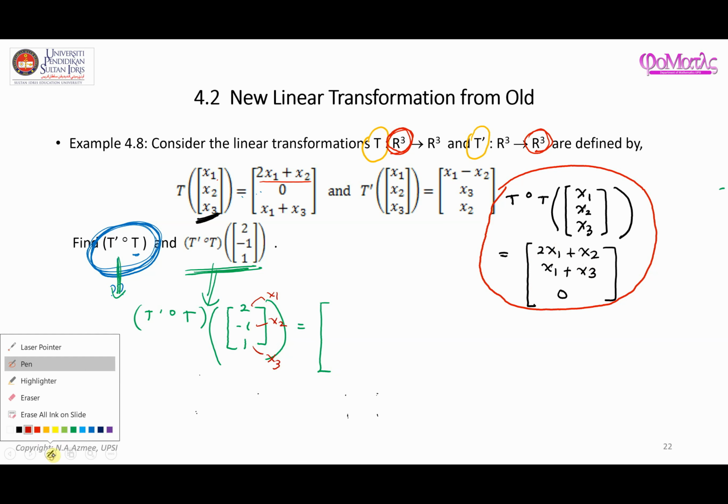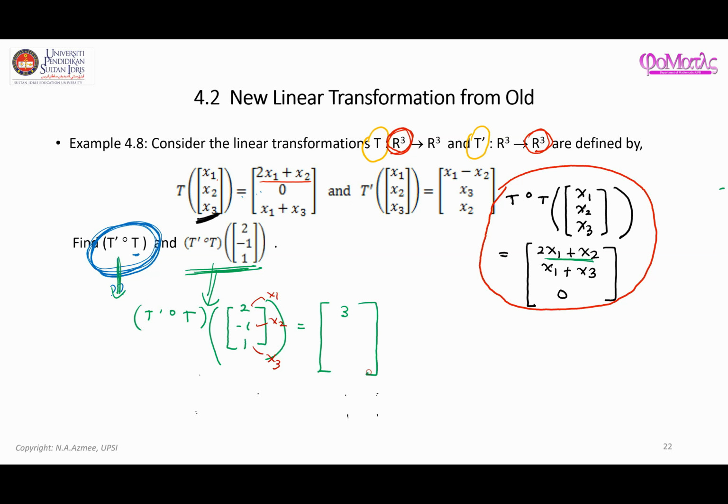Okay, so 2x1 plus x2, that means 2 times 2 is 4, 4 minus 1 is 3. Okay, next is x1 plus x3. So 2 plus 1 is 3. Finally, this one is immediately 0. Okay, automatically it's 0. And so this is the answer to this part.